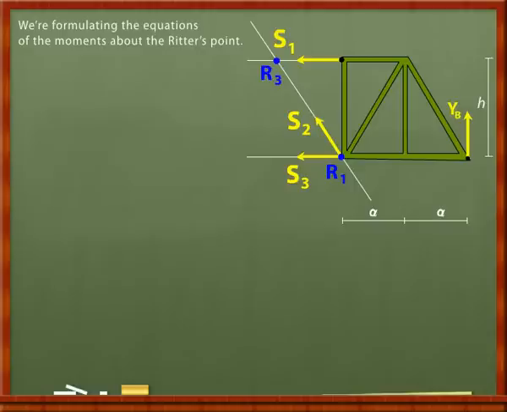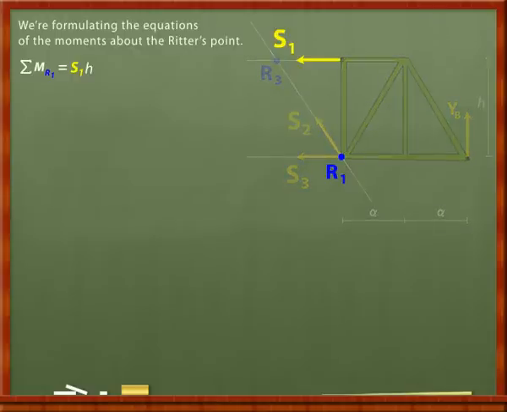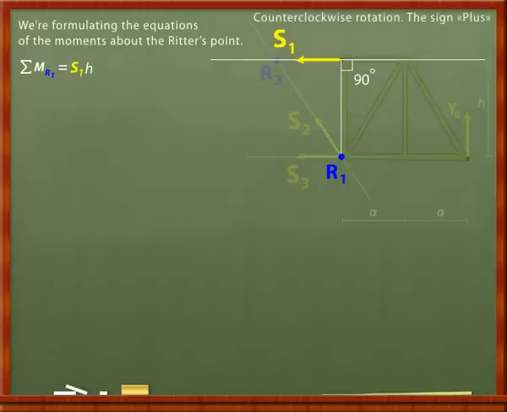The sum of moments about the Ritter's point R1 equals S1 multiplied by H. We're drawing a line of action of force. We're dropping a perpendicular on it from the fixed point. Perpendicular length is equal to the moment arm. We're taking the moment with positive sign.